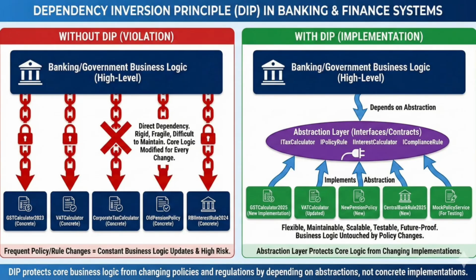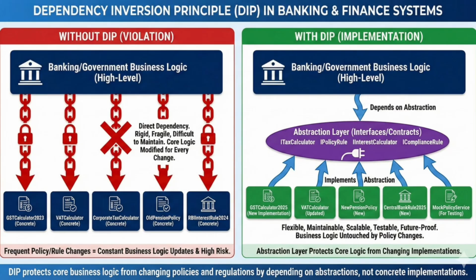This may initially look simple, but the problem begins when regulations change. For example, next financial year, government introduces a new GST structure, modifies VAT rules, or changes corporate tax calculations. In such a case, developers must again modify the transaction processing logic. This is risky because the business logic is critical and highly sensitive. One wrong change can lead to financial loss, legal penalties, or audit failures.